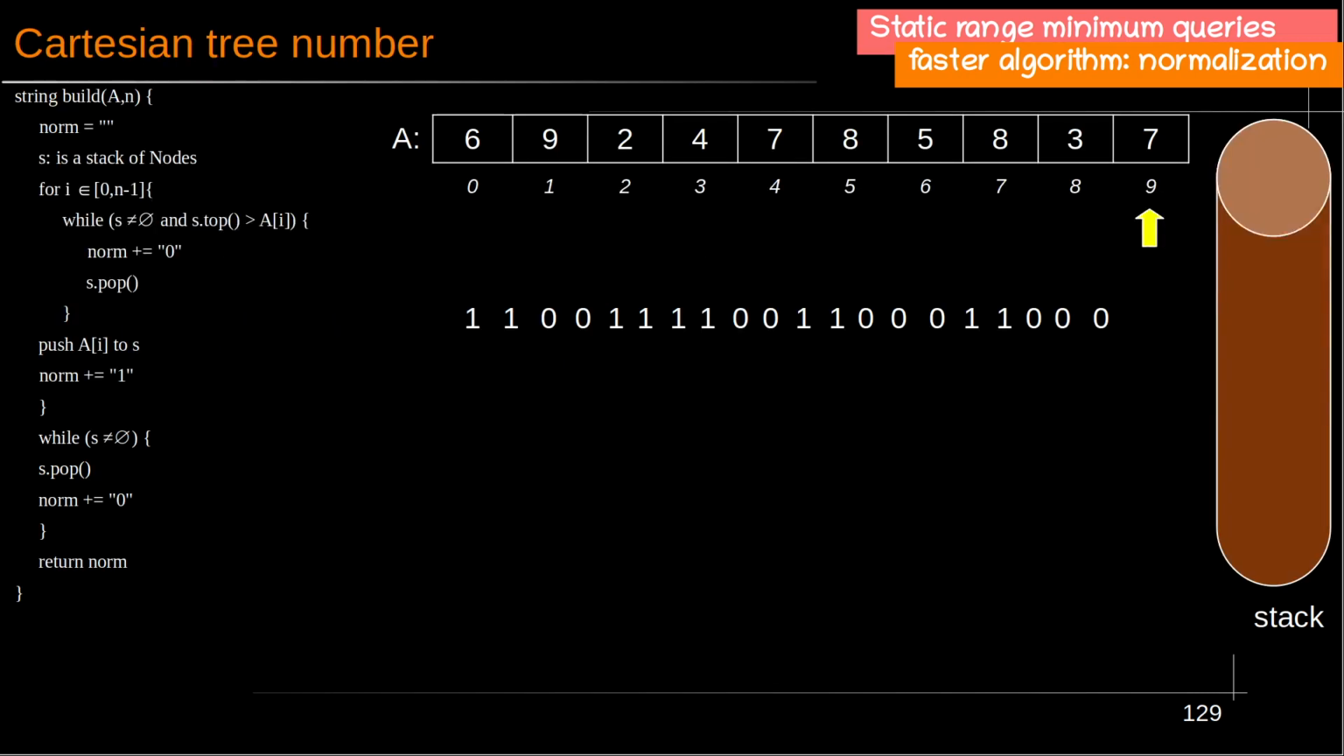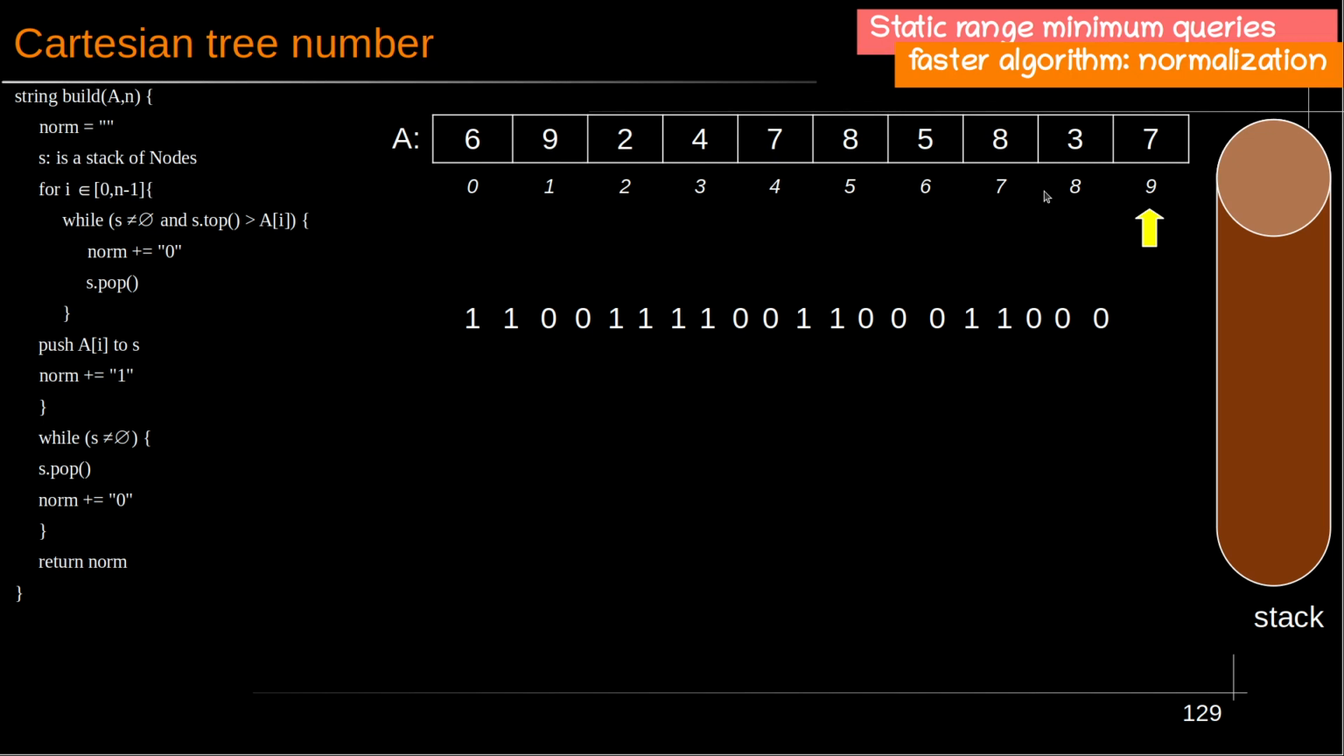How many types of normalization can we have using this algorithm? As you see here, let's see the size of this binary string: 1, 2, 3, 4, 5, 6, 7, 8, 9, 10, 11, 12, 13, 14, 15, 16, 17, 18, 19, 20. 20 is the double of the size of the array. The array is size 10.